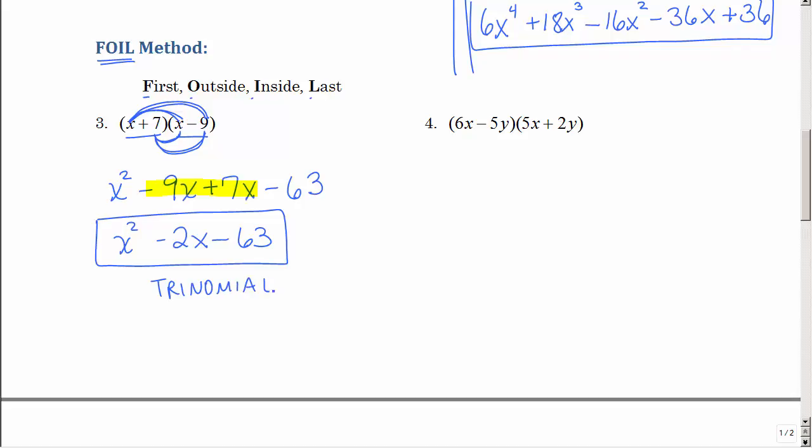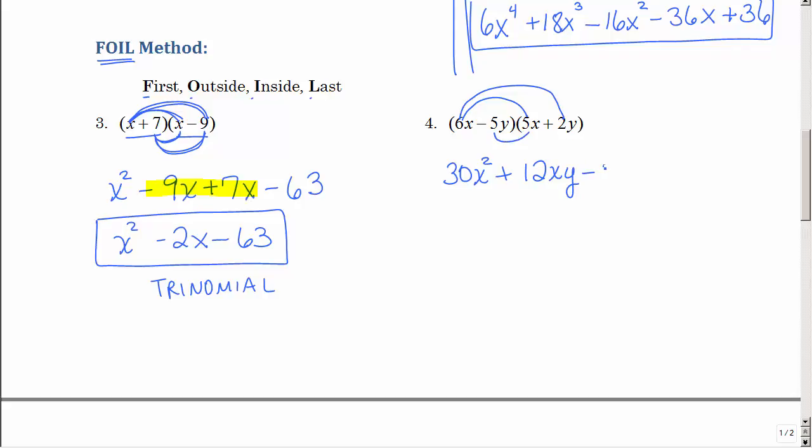All right, let's practice number 4. Has a few more letters. So 6x times 5x, that would be the first in the parenthesis. That's 30x squared, because we're multiplying x times x. Then the last in the parenthesis, that's going to be positive 12xy. You usually put your letters in alphabetical order.